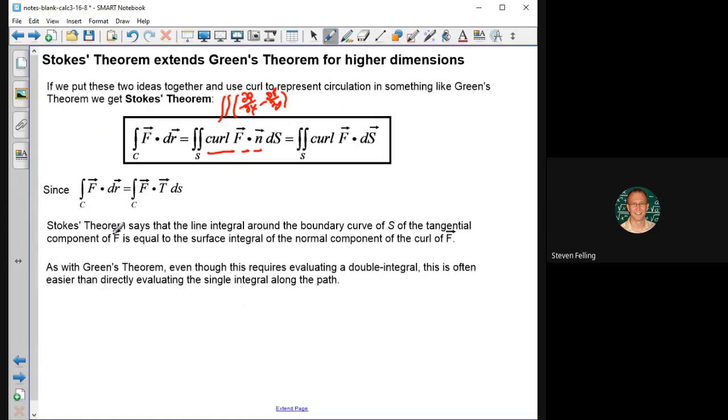Okay, so Stokes' theorem says that the line integral around the boundary curve of S of the tangential component of the field is equal to the surface integral of the normal component dotted with the curl, okay? Just as with Green's theorem, this isn't official, this is just explaining the meaning of it. As with Green's theorem, even though this requires using a double integral, often that's easier than working directly with the single integral along the path, mainly due to parameterization.